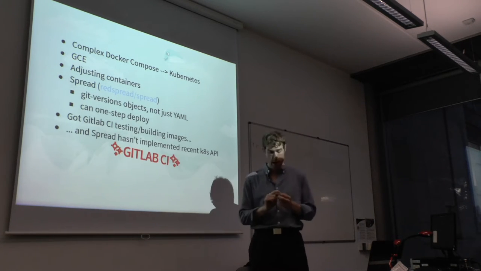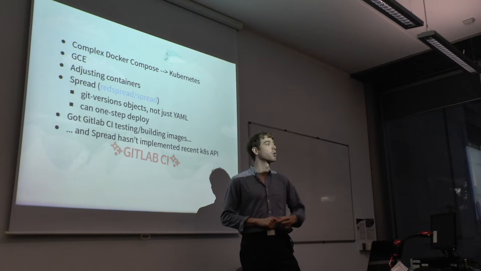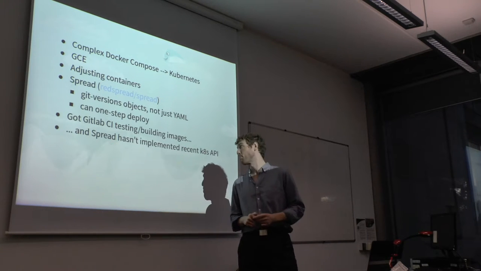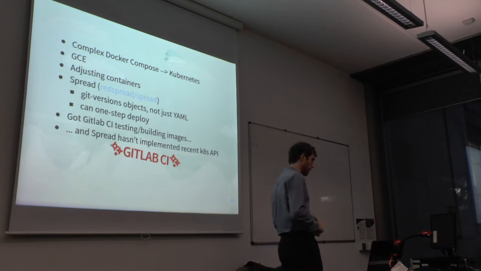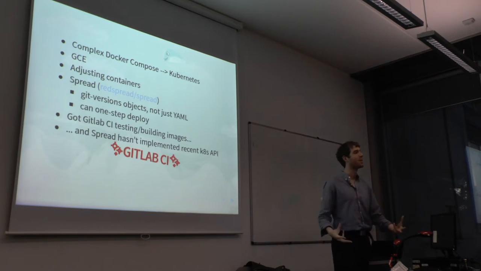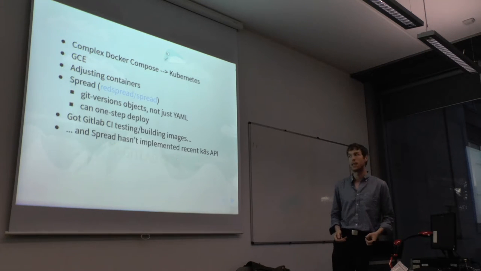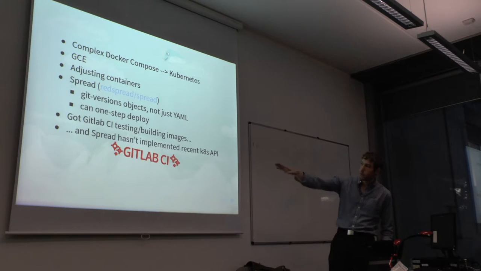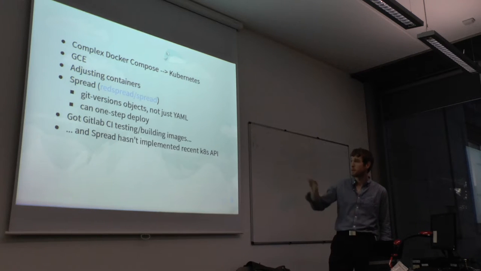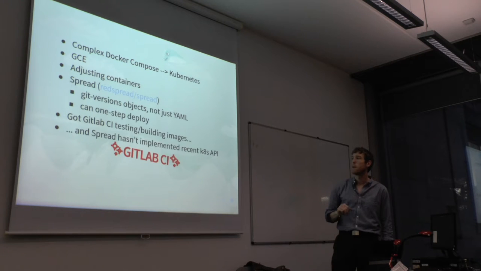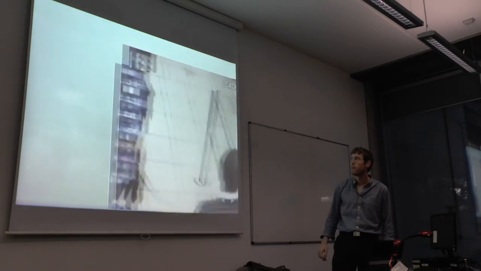Unfortunately, they haven't actually updated to the most recent version of the API yet, which means that all of the stuff I built up doesn't work with Spread yet. So my Spread experience is consequently quite limited. Once they get to that point, GitLab CI will be suddenly much more useful for them. But if you use the older API, it's fine. The new API is more complicated. But definitely check out GitLab CI, even if you're not at all interested in Kubernetes.